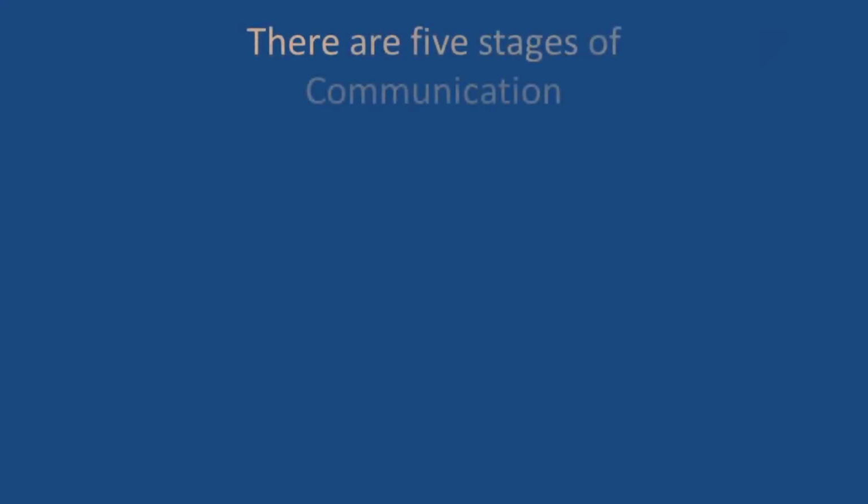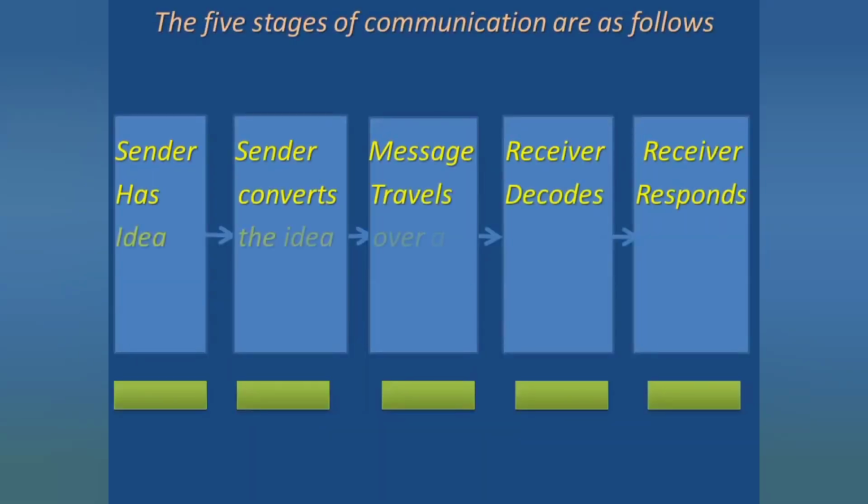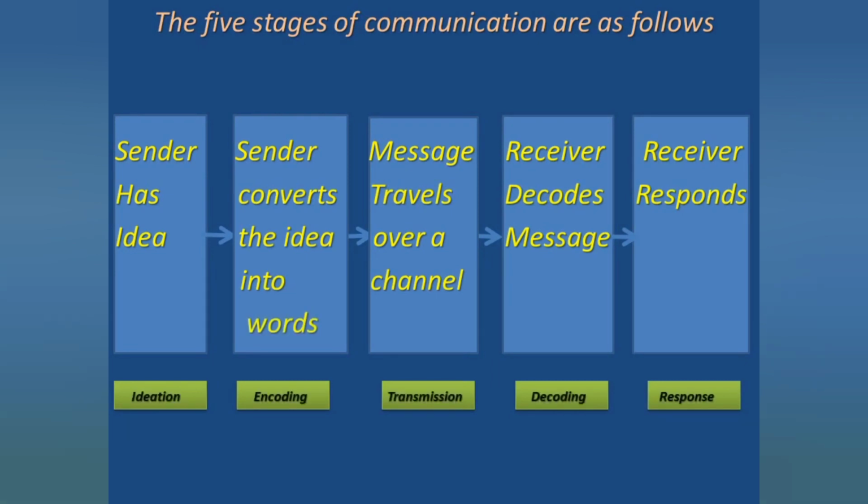There are 5 stages in communication. The first stage is ideation, second, encoding, third, transmission, fourth, decoding, and fifth, response or feedback. Let's understand these 5 stages with a block representation. The 5 stages of communication are as follows.